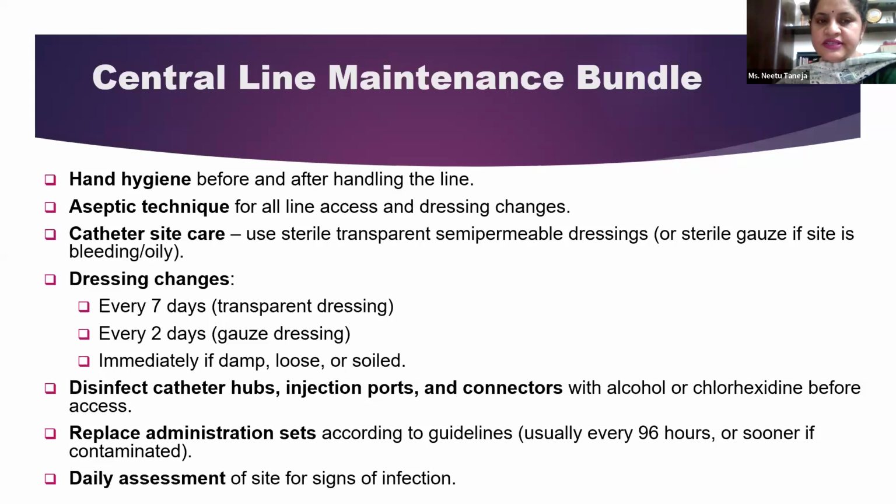Regarding the dressing change, we have already discussed. In case of transparent dressing, you can go up to 7 days. For gauze, you can change it daily or every 2 days, depending on the availability of resources or your setting protocol. Then disinfect the catheter hub, injection ports and connectors with alcohol or chlorhexidine. Always remember the scrub-the-hub technique. Then replace the administration set according to the guidelines, usually 96 hours, and daily assessment of the site for signs of infection is very, very important. These are the central line maintenance bundle points that one needs to always stick to.